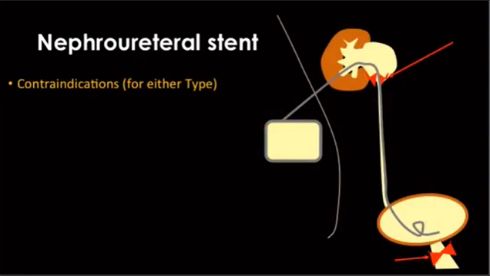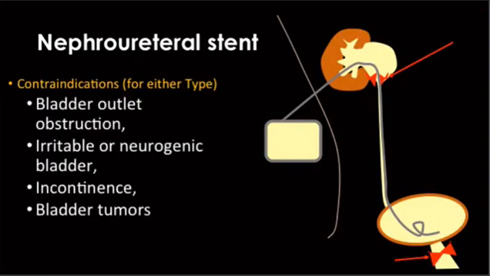So contraindications for either type would basically be anything that is obstructing outflow down here. So if your bladder doesn't work, it's neurogenic or irritable, incontinence issues, bladder tumors, or you've got an outlet obstruction. If you're draining the urine to here, but then there's still no way for it to get out, then you didn't do any favors. So then in that situation, you'd say, well, what do I do then? Well, then you just have the tube right here, right?